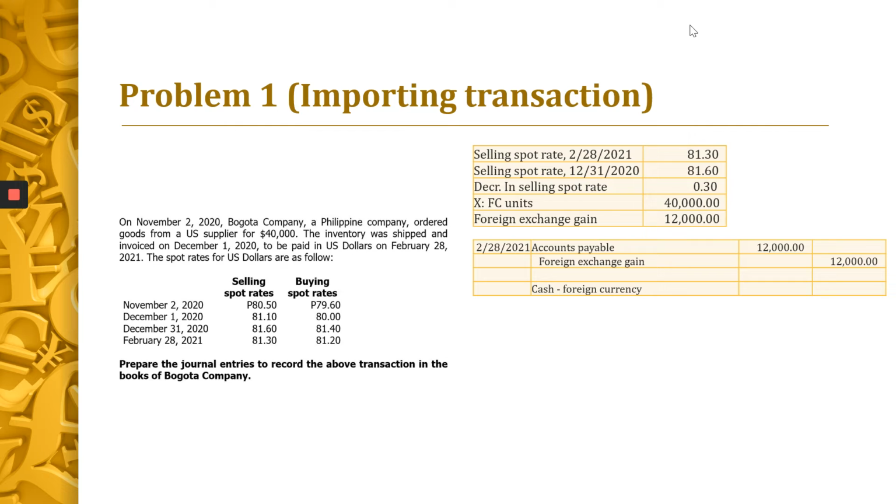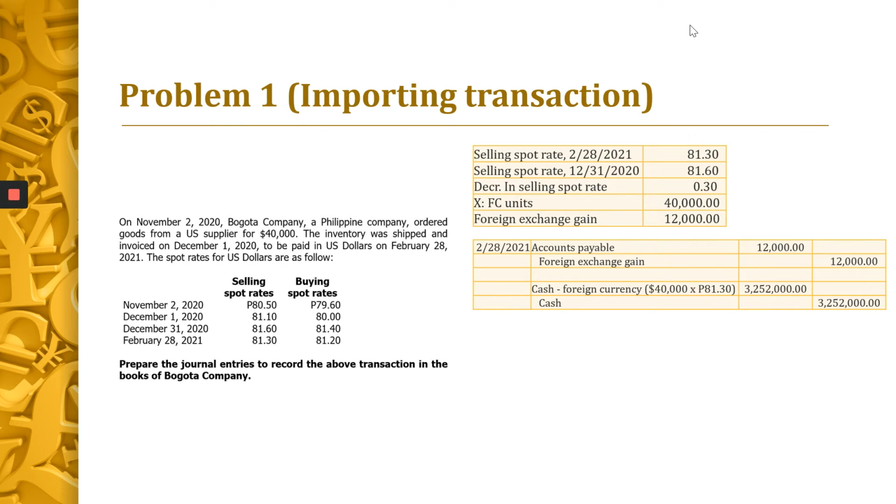Magkano, sir? $40,000? Hindi nga pwede yung ihalo ang foreign currency amount, di ba? Therefore, translate ulit natin yung $40,000 using the spot rate as of the date of settlement. That is $40,000 times 81.30. Magkano yan? 3,252,000. Then, credit cash for the same amount.